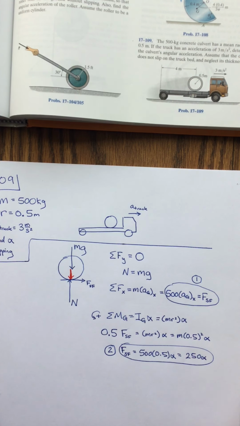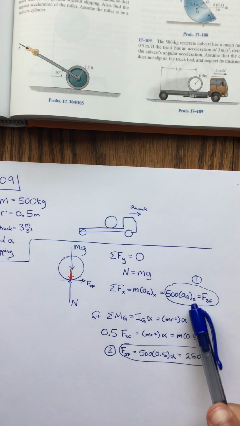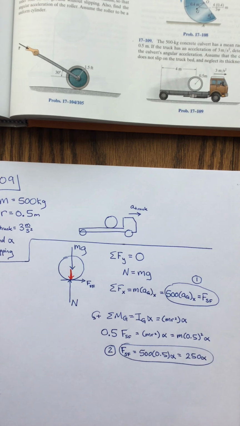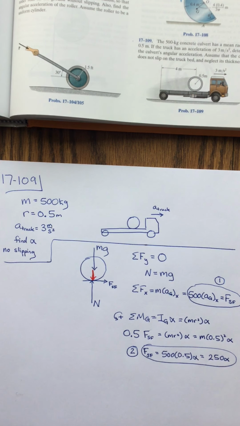Okay, so now I have two equations here and here. They both have the force of static friction, but the problem is that equation 2 has the angular acceleration and equation 1 has the acceleration of the mass center in the x direction. I need to relate these two. Now, I know that the culvert is rolling without slipping, so I would like to say the acceleration of the mass center in the x direction is equal to the angular acceleration times the radius. However, because the truck is moving, that is not true.